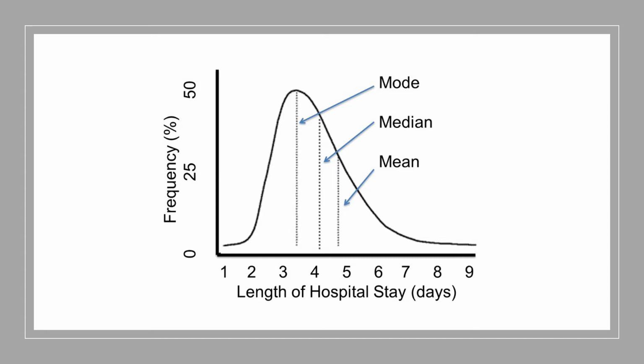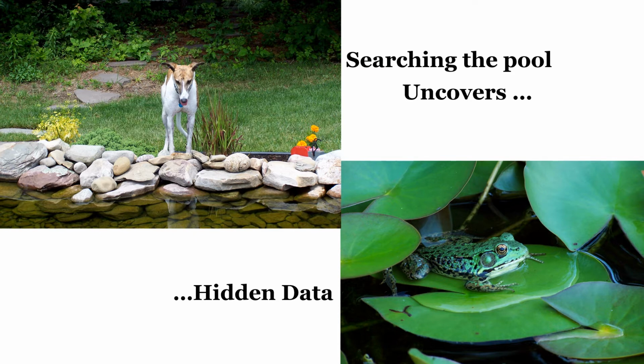That is, the number of patients with less than 4.1 days in hospital equals the number of people with a longer stay. Interestingly, the average length of stay was about 4.8 days. The long tail on the graph drives the average to the right. If we study only large data sets, we can miss valuable information. Like my dog, we need to search the pool to uncover hidden data on specific targets.